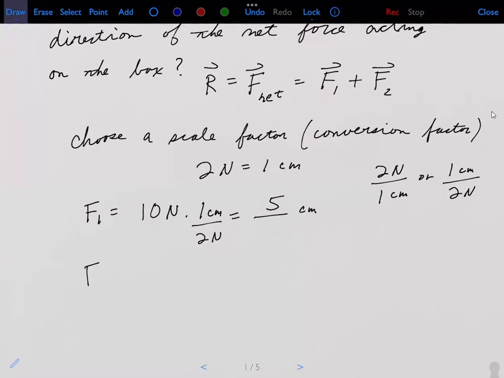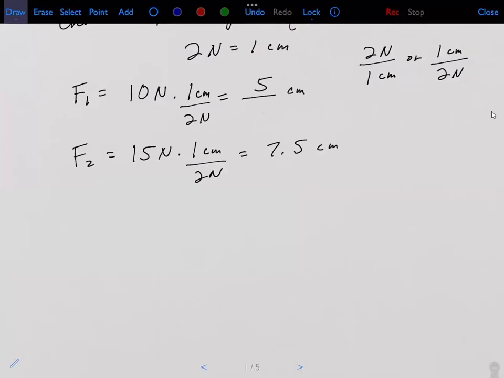And then F2 is 50 newtons. Again, I'll multiply by 1 centimeter over 2 newtons, and that's going to turn out to be 25 centimeters. So if I draw it at 25 centimeters, that will give me the correct length. Okay, so I'm going to do this on graph paper, but before I do that, let me quickly show you approximately what the answer should look like.